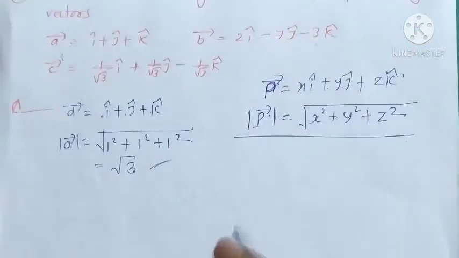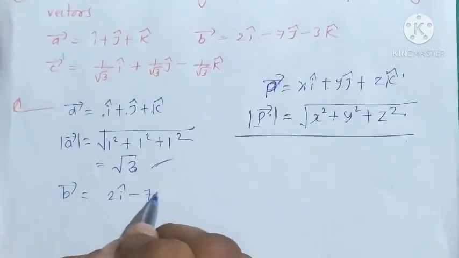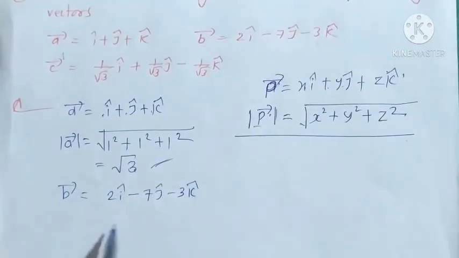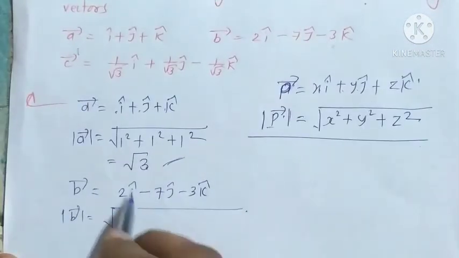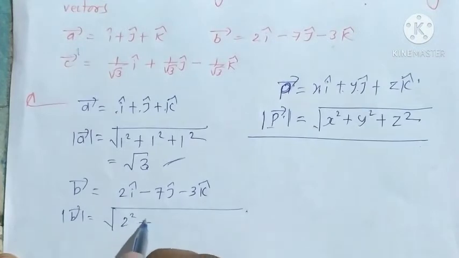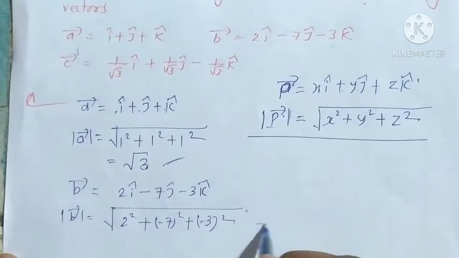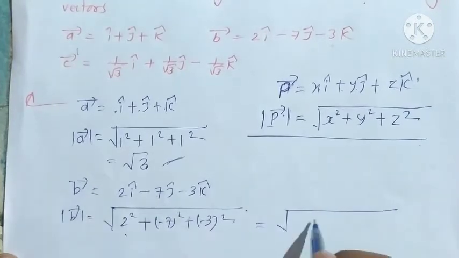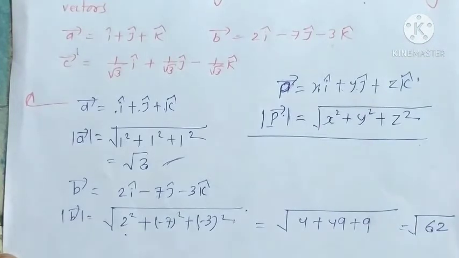Similarly we have a vector v, 2i minus 7j minus 3k. We have to find its magnitude value. So under root, 2 square plus minus 7 square plus minus 3 square. That is 4, 49 and 9. Finally, under root 62.